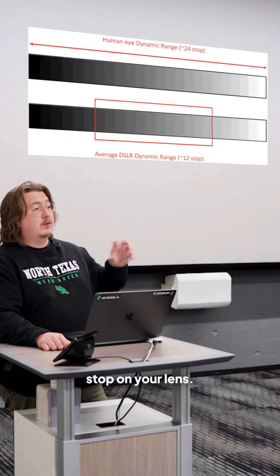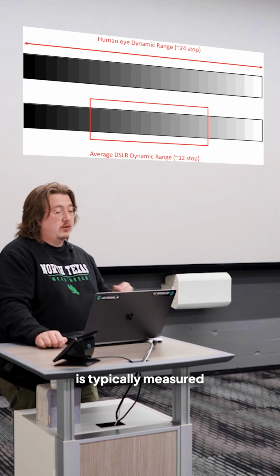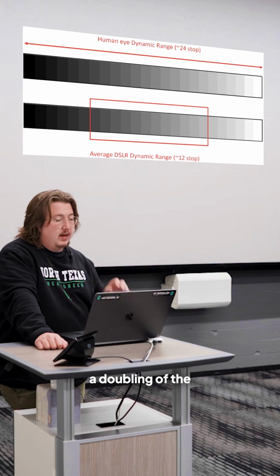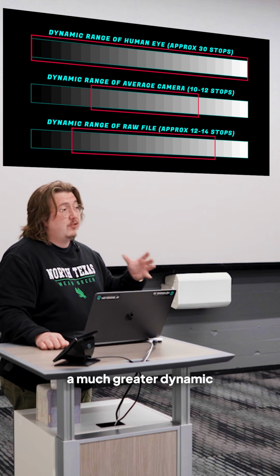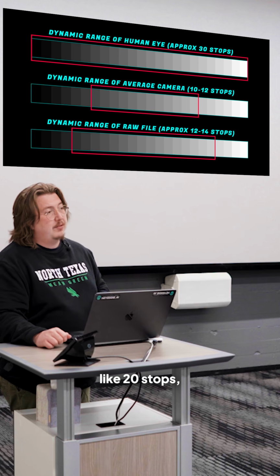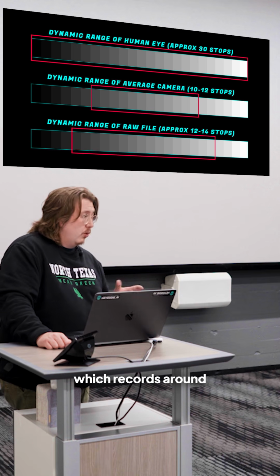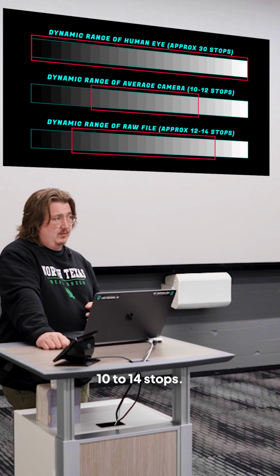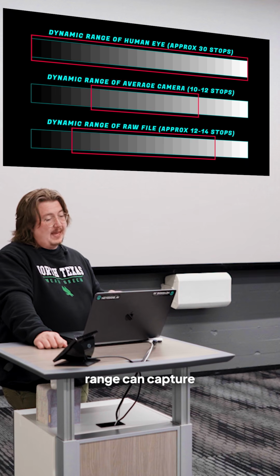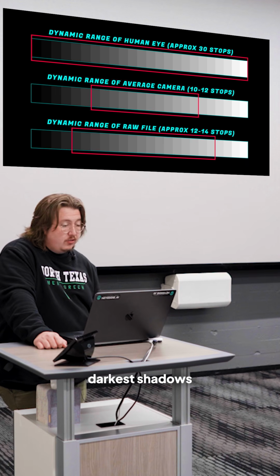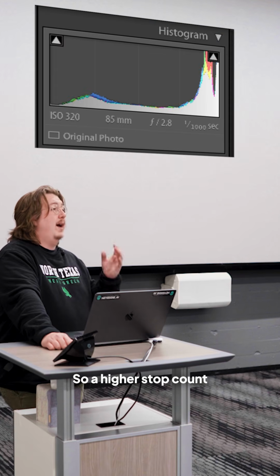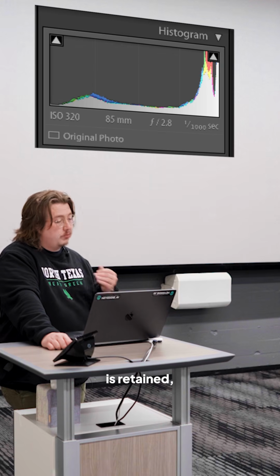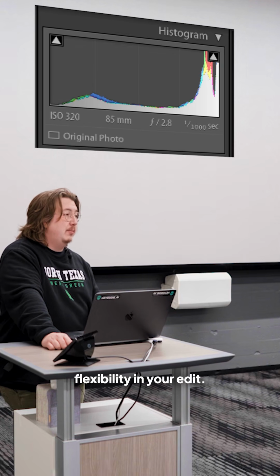Now, just like f-stop on your lens, dynamic range is typically measured in stops, where each stop represents a doubling of the light intensity. Now, the human eye, impressively, can perceive a much greater dynamic range, around like 20 stops, than a camera, which records around 10 to 14 stops. Now, cameras with a wider dynamic range can capture a greater difference between the darkest shadows and the brightest highlights without clipping. And clipping is losing detail to either pure black or pure white. So a higher stop count means more information is retained, providing greater flexibility in your edit.